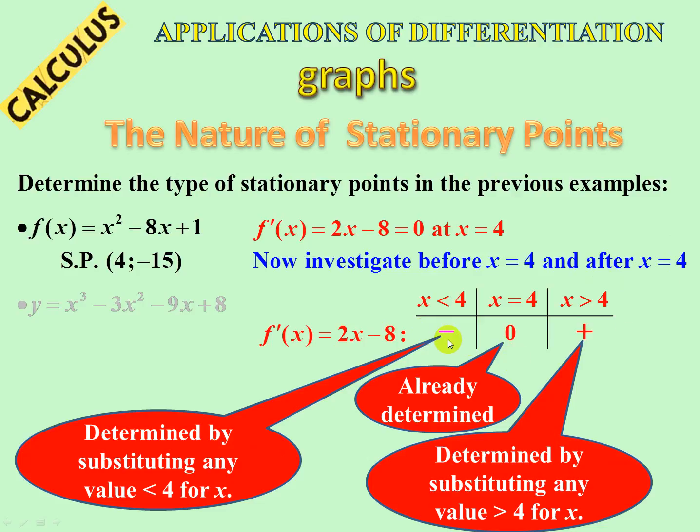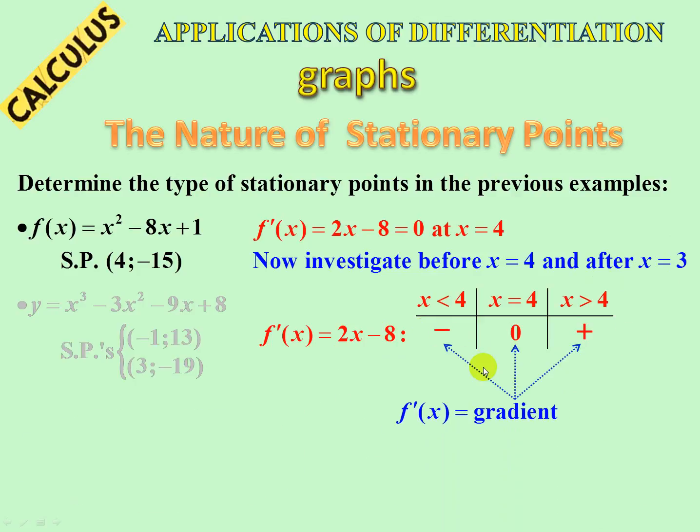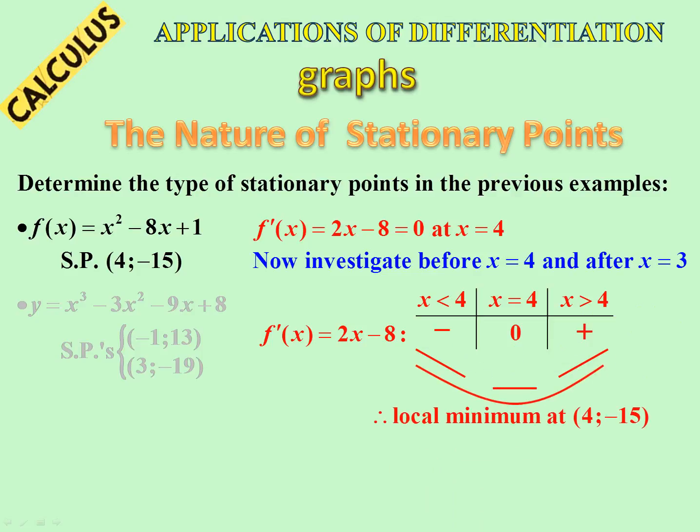Now negative gradient means the line's going this way. That's stationary, horizontal, and positive upwards. There we are. And that tells us the shape of the graph. That's a local minimum. This is actually an absolute minimum in this case, really, because it's a parabola and it only has one turning point.